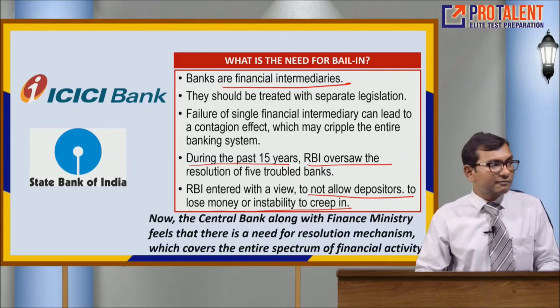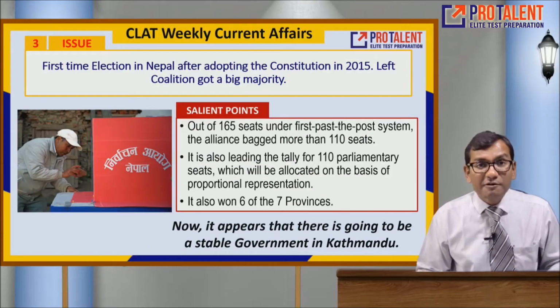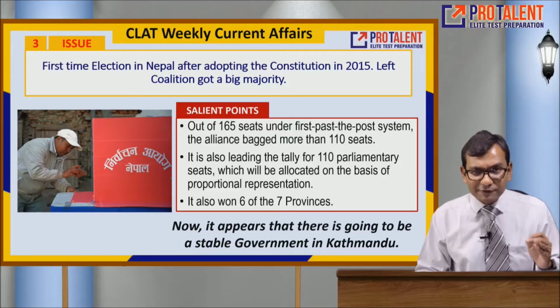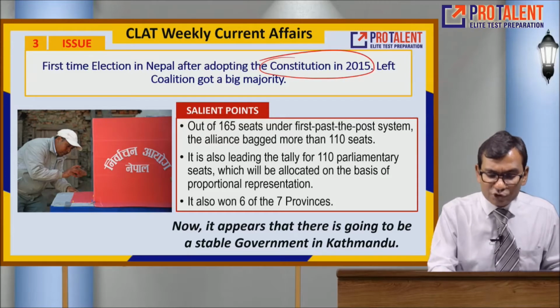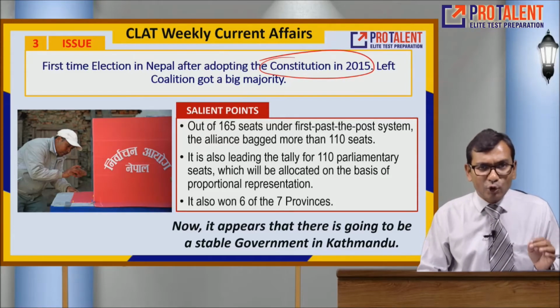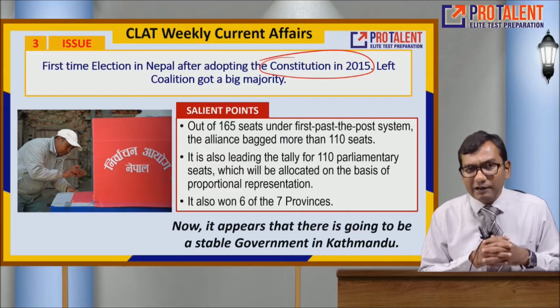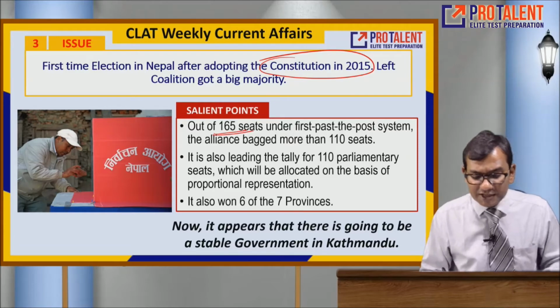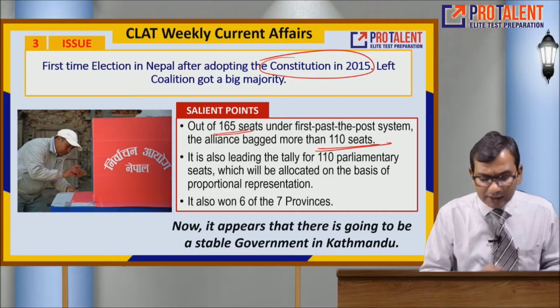they plan it well. Coming to issue number 3, first time election took place in Nepal after Nepal adopted their constitution in 2015. Left coalition, that is an alliance of left parties, they got a big majority. Out of 165 seats, they bagged more than 110 seats.